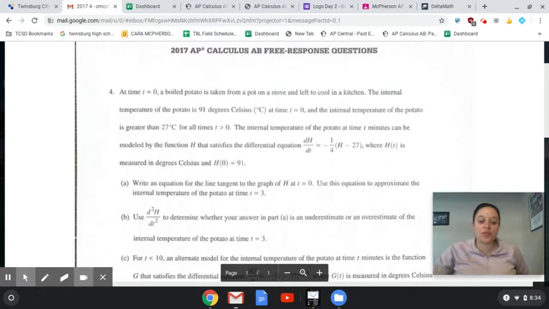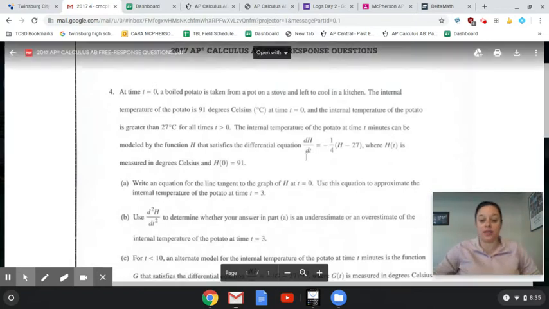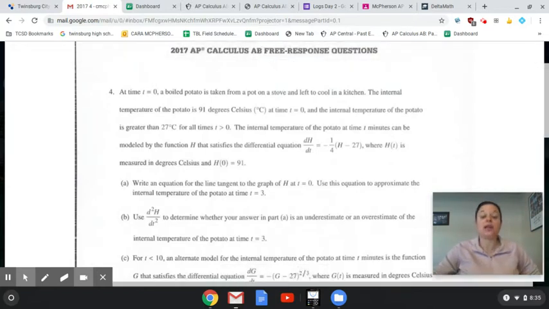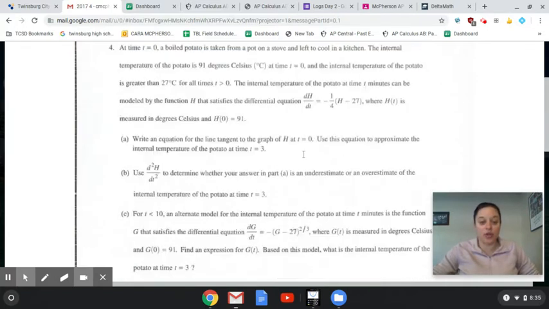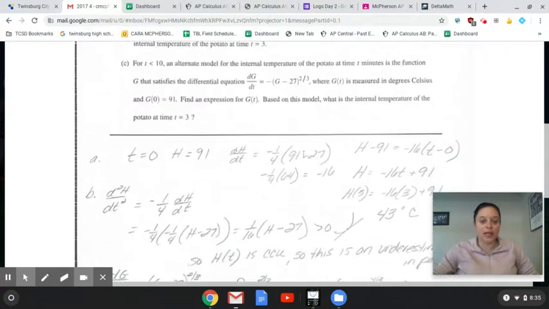So part A wants you to write an equation for the tangent line. If you think about tangent line equations, you need a point, which you have because you have the 0 for t and the 91 for H, and then you need a slope. The slope's going to come from dH/dt because that's your derivative equation. Now, the key here is this derivative equation is only in terms of H right now. So the only number you can plug in is the H value, which is 91. That's the temperature.